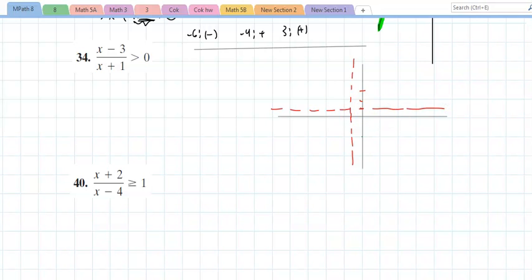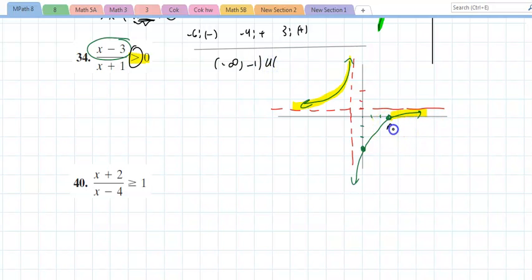The graph must cross at 0, -3, and the top equals 0 when x equals 3. So the graph looks like this and this. And what is it that I want? I want to know where this is positive, above the x-axis. I would say my answer would be negative infinity, not included, to negative 1, union with 3 to infinity.